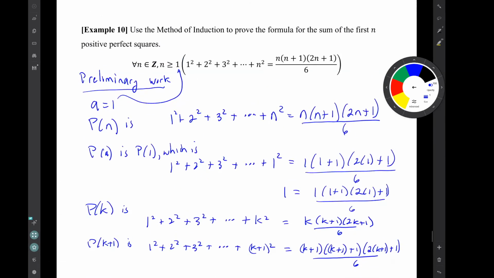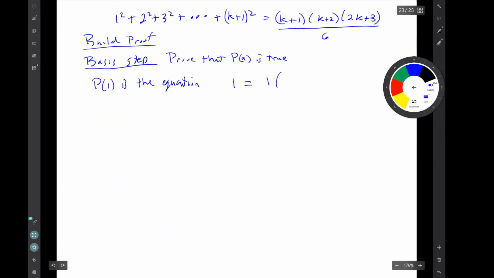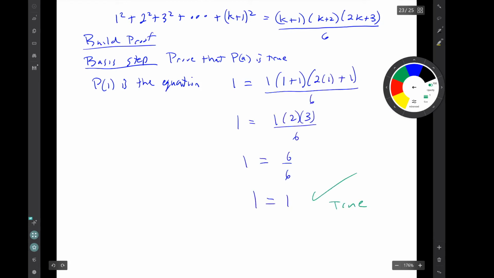It's this equation. So we've proven that P(1) is true. And again, P(1) is not 1. It's the statement 1 equals 1. That's a statement. It's a true statement. It's not a number. So that's the basis step.